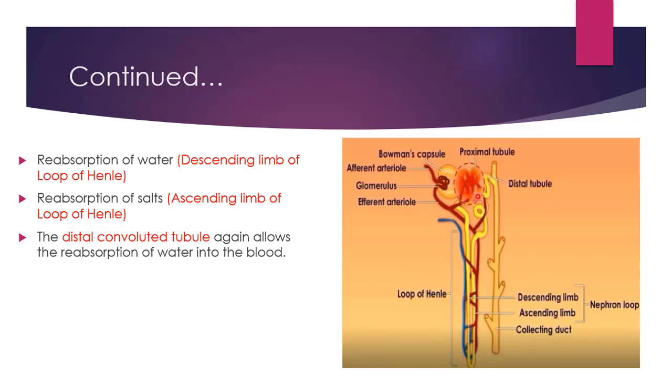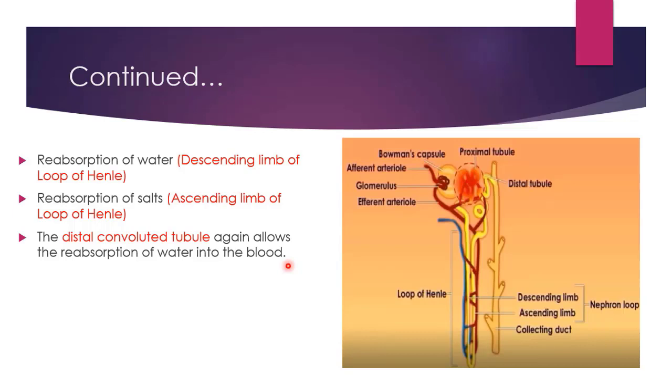So the reabsorption takes place in the proximal tubule, after which the filtrate moves towards the loop of Henle. And here the reabsorption of water and salt occurs. After this, it moves towards the distal convoluted tubule, and this distal convoluted tubule again allows the reabsorption of water into the blood. So this was all about the selective reabsorption.